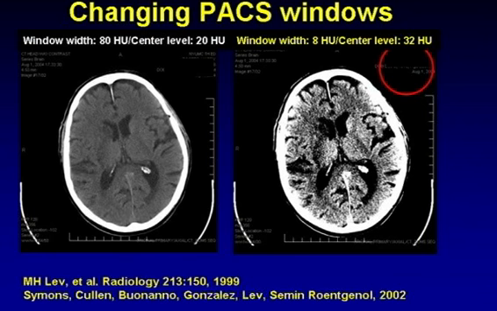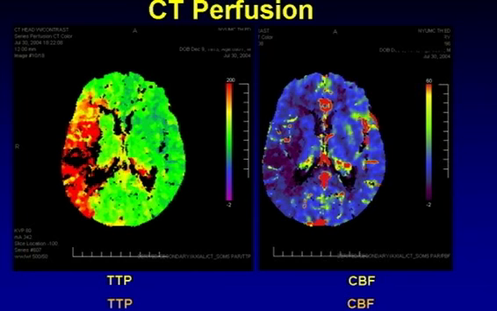This is the same patient looking at the CT perfusion abnormality, and you can see that there's extensive prolongation in the time to peak and the blood flow map here on CT perfusion.